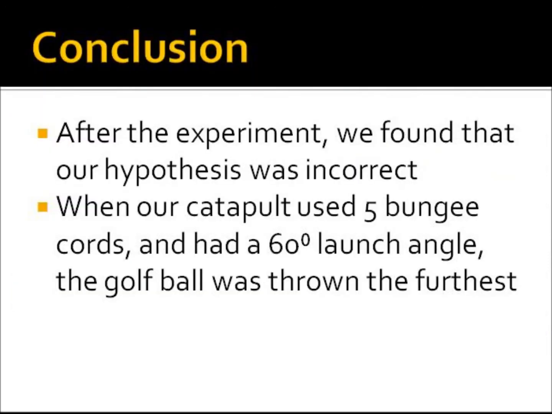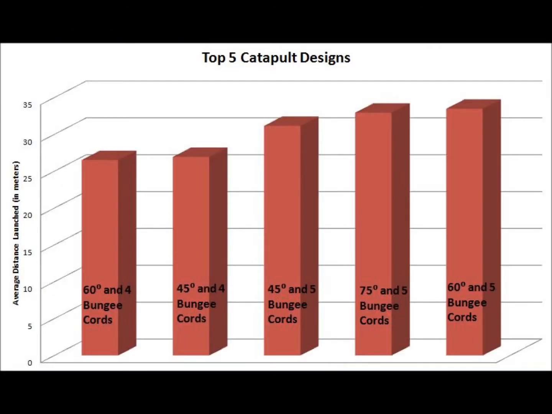After our experiment had been completed, we found that our hypothesis had been disproven. We hypothesized that at a launch angle of 45 degrees with 5 bungee cords, the golf ball would be thrown the furthest. However, it was with 5 bungee cords at a launch angle of 60 degrees that the golf ball was thrown the furthest. This bar graph displays the top 5 catapult designs.